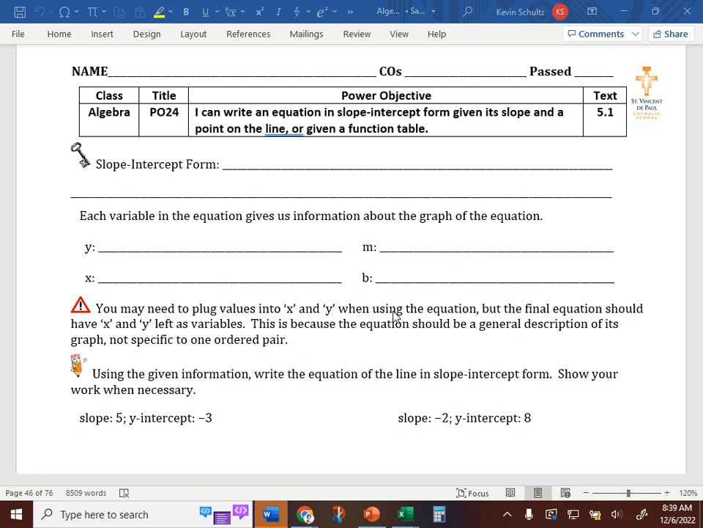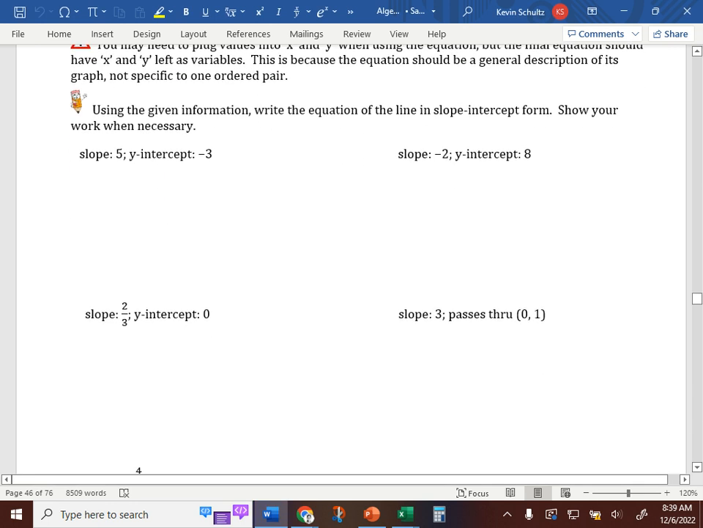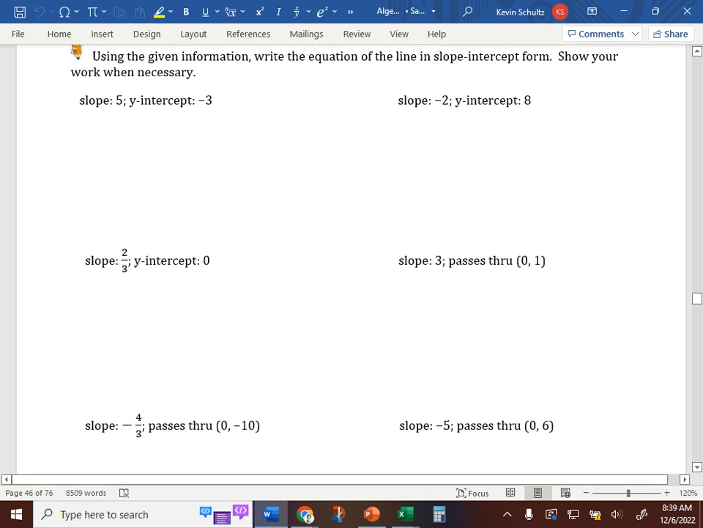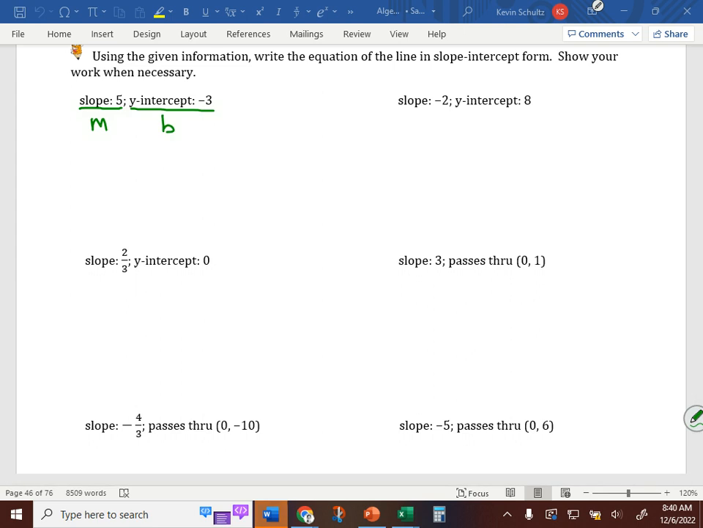The first section says, using the given information, write the equation of the line in slope-intercept form, show work when necessary. If I tell you the slope is 5, what variable does that represent? M. If I tell you the y-intercept is -3, what variable is that? B. Do we have everything we need? Yes. It's right there for you. What would the equation be in slope-intercept form? Cole.